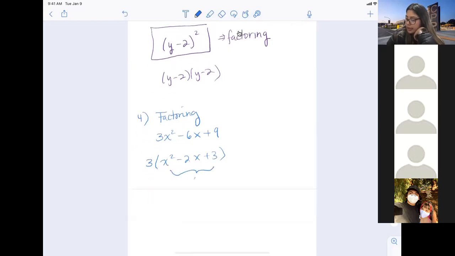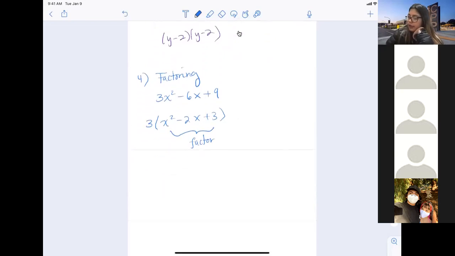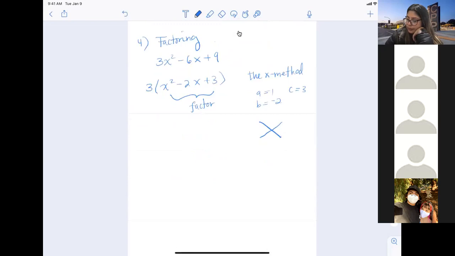Now you factor the inside, the reduced version of it. So how do you factor this? Again, the x method. A is 1, b is -2, and c is 3. A times c is 3, and b is -2. Two numbers that multiply to give me 3 but add to -2. Are there such numbers? If we want 3, that's 3 times 1, or -3 and -1, but that's it. There's nothing else you could do.